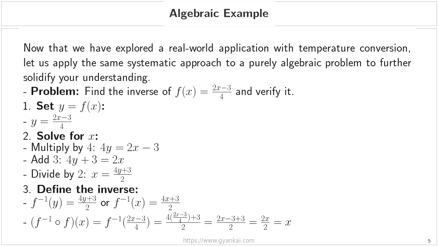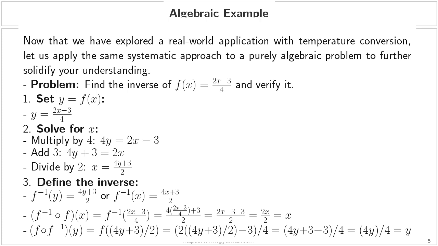x. Next, we verify the reverse composition. f of f inverse of y, we substitute the inverse expression into the original function. This gives us 2 times the quantity 4y plus 3 over 2 minus 3, all divided by 4. The 2 in the numerator and denominator cancel out, leaving us with 4y plus 3 minus 3, all over 4. Again, the constants cancel, leaving us with 4y over 4, which simplifies to y.